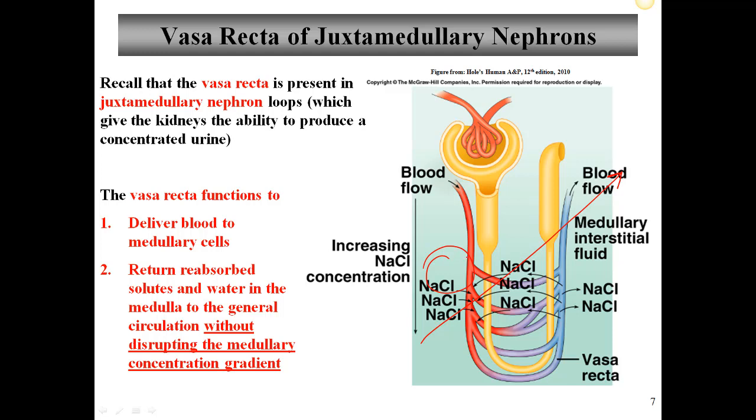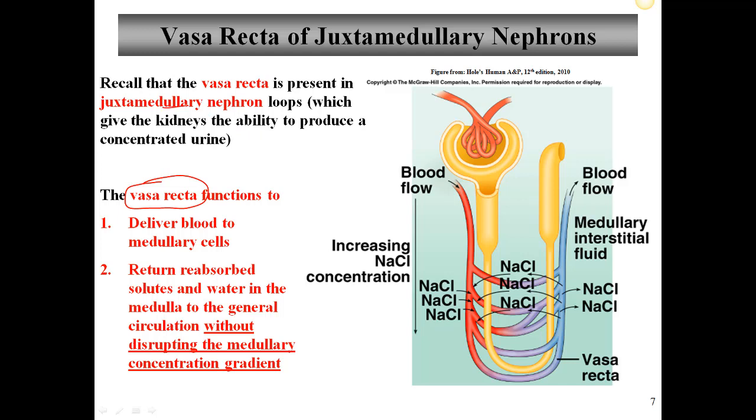That wouldn't do very well because now we can't produce that very dilute fluid at the top of the ascending limb, and so we wouldn't have the option to reclaim that water later on. So instead, what happens is we have these blood vessels set up that we refer to as the vasa recta.